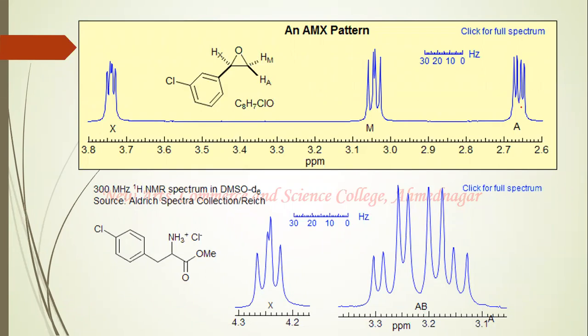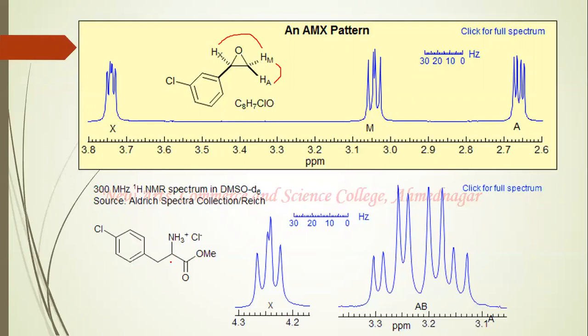So first, this A proton couples with M as well as with X. AM coupling is geminal coupling, while AX is the vicinal coupling, and that is a trans coupling. And in smaller ring systems, trans coupling constant values are smaller than the cis coupling constant values. So based on this, the shape of these signals is different. All three signals are a doublet of a doublet. So in this spin system, there are a total of three protons which couple with one another.